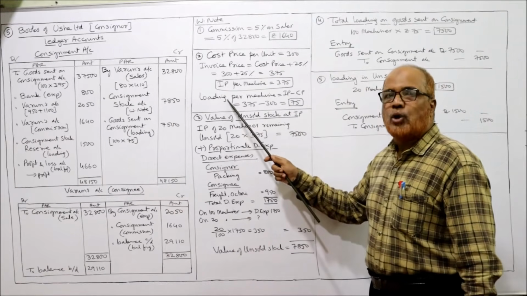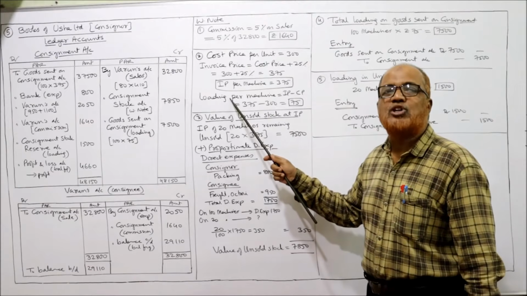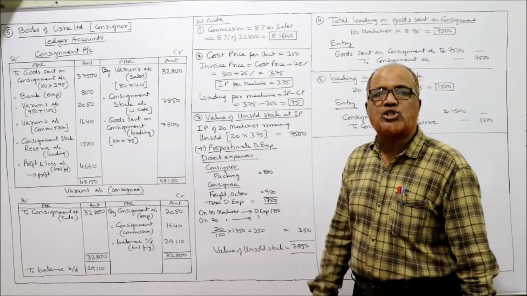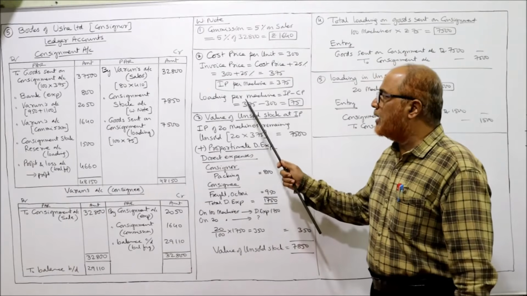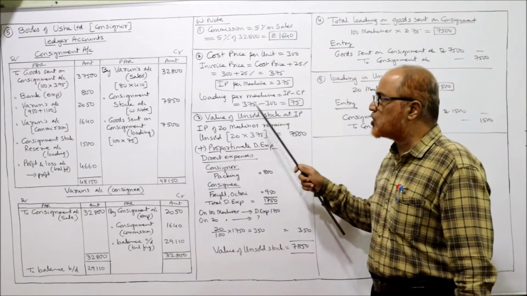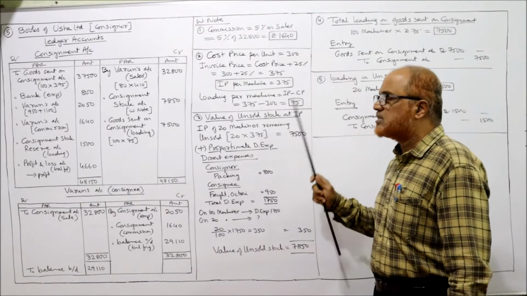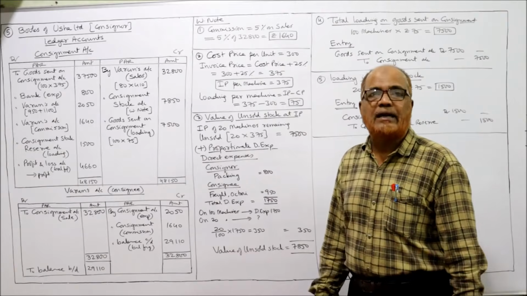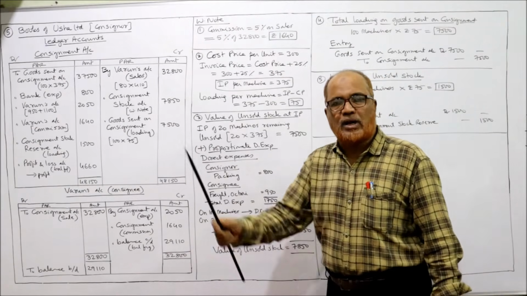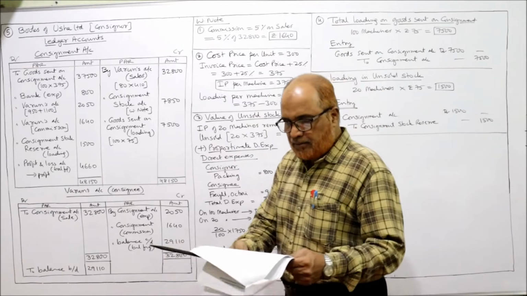So loading means the difference between invoice price and cost price. Invoice price minus cost price, you will get the loading. So loading per machine is invoice price minus cost price: 375 minus 300, 75 rupees is the loading. That is the new point in this problem. The goods are sent by the consignor to the consignee at invoice price.